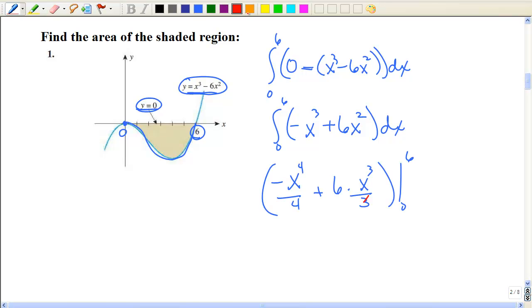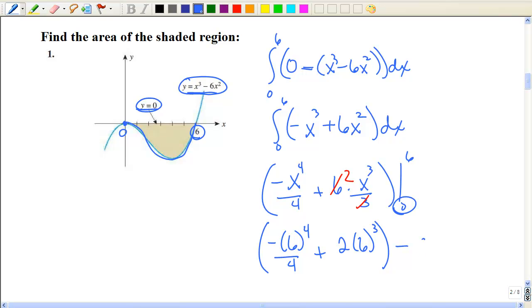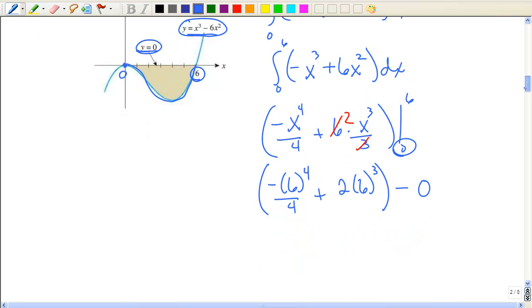Just going to reduce here. So I have -6 to the 4th over 4 plus 2 times 6 cubed, and then I would subtract those functions evaluated at 0, which of course would be 0. Using my calculator, I get an area of 108 square units.